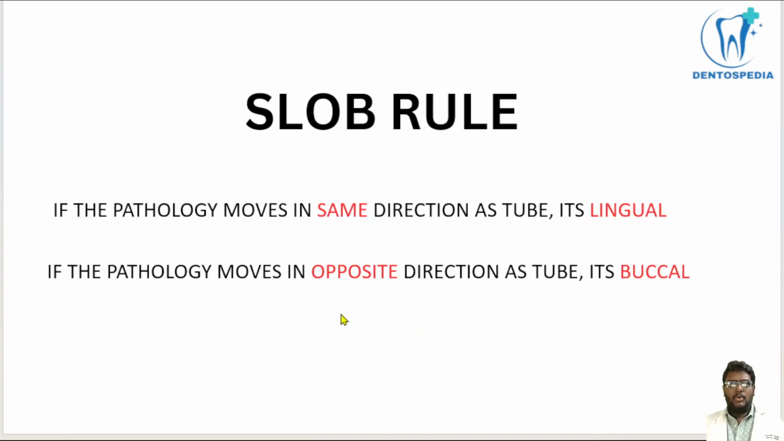And this is called the SLOB rule. If the pathology moves in the same direction as the tube, it is lingual in position, and if the pathology moves in the opposite direction to the tube, it is buccal in position.